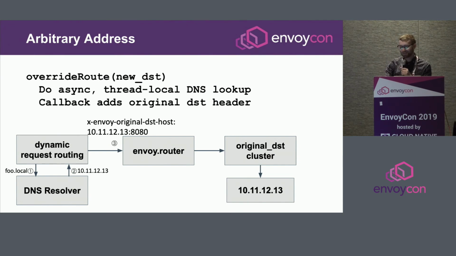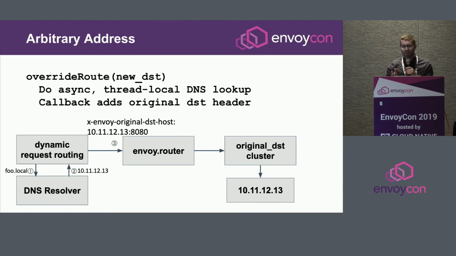Okay, this is going to get a little complicated here. We schedule an asynchronous DNS lookup on the thread local event loop. And then we add a callback there that says, when the DNS lookup is done, add the original dest header with the resolved IP. So basically, once the callback is called, it looks exactly like the previous example. When you do this, the request is kind of halted for a moment, but this is generally done by developers, so it doesn't really matter.